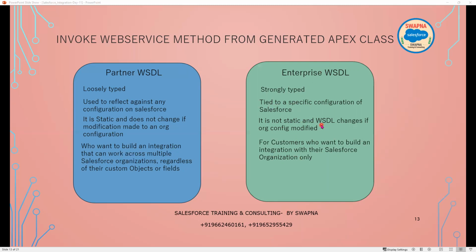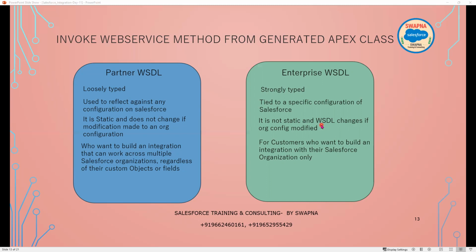So the enterprise WSDL is for customers who want to build an integration with their own Salesforce organization only. In case you want to use it with another Salesforce organization, you have to check whether it has exactly the same custom objects. All the objects and fields have to be almost similar.